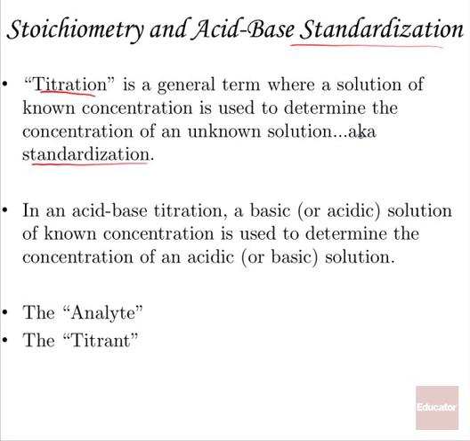There are many different types of titration. A very common and specific type is also acid-base titration. In acid-base titration, a basic or acidic solution of known concentration is used to determine the concentration of an acidic or basic solution. All right. The analyte is what we're trying to find. This is the unknown. And the titrant is what we're going to be using to standardize the unknown. So this is the solution of known concentration.